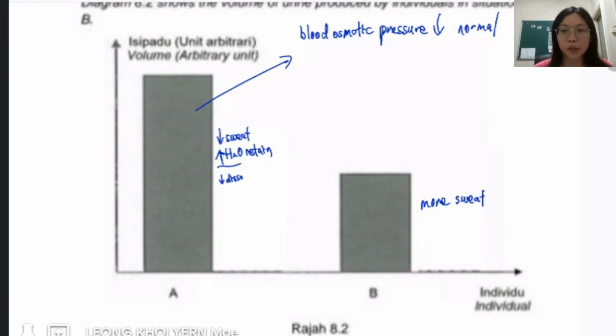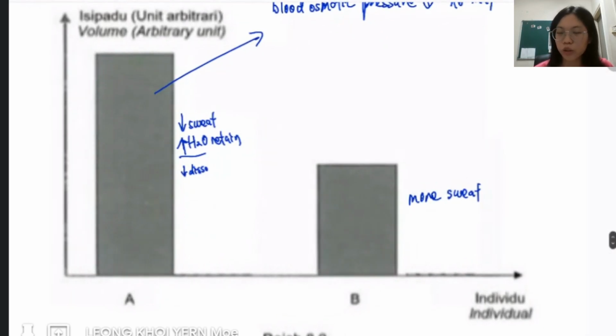But for this person that sweats a lot, right? Remember when you sweat a lot, you taste your sweat. It tastes quite salty, right? That's probably because some of the salt content, the dissolved substance, is already lost. Loss of those dissolved substances.